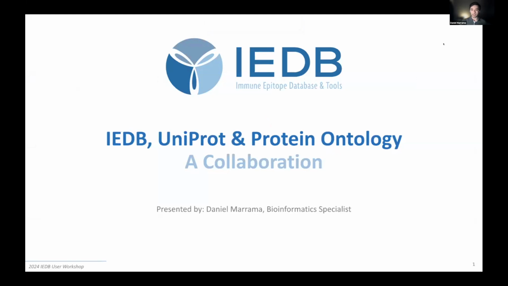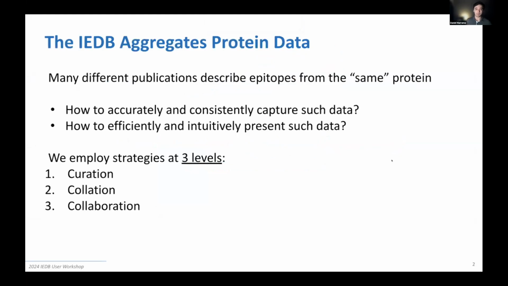So I'm going to be going over a collaboration that's been ongoing, as Nina mentioned, between us and UniProt and Pro and iPTMnet regarding our protein data. In the IEDB, we aggregate protein data because when we have epitopes that come from what are called the same protein, they actually aren't from the same exact protein most of the time. An author in a paper will specify a protein, and it's not necessarily the same protein between two publications.